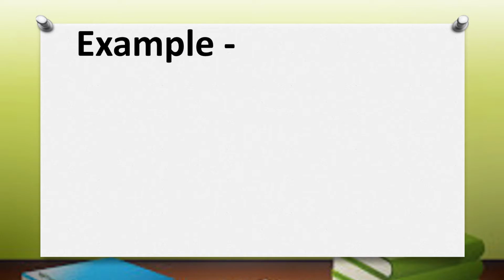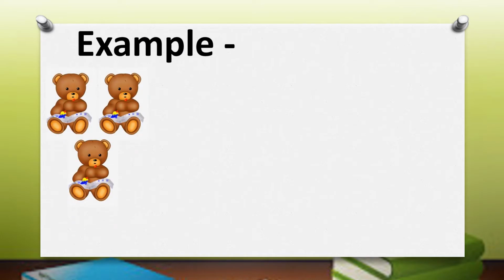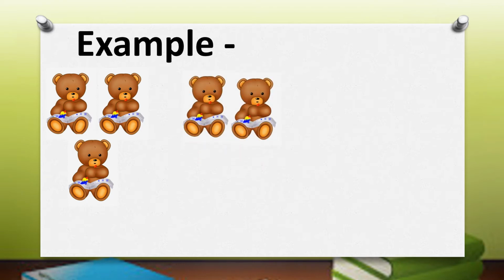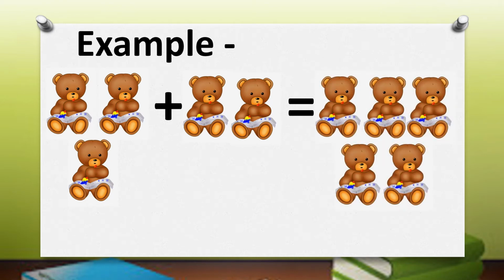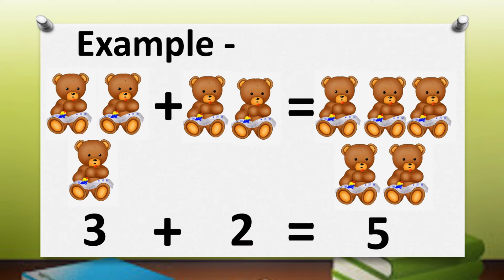In this example, there are 3 little teddy bears. And then 2 more join them. So now we need to find out the total number of bears. And for that, we need to add. So 3 bears plus 2 bears is equal to, let's count them, 1, 2, 3, 4, 5. 5 little teddy bears. So 3 plus 2 is equal to 5.